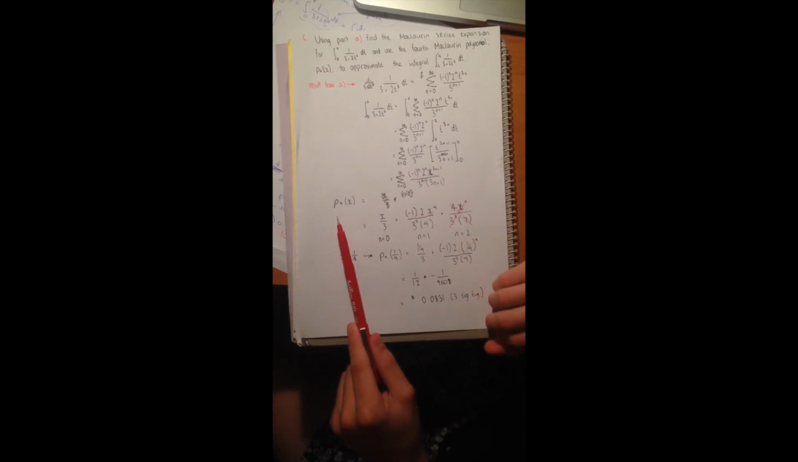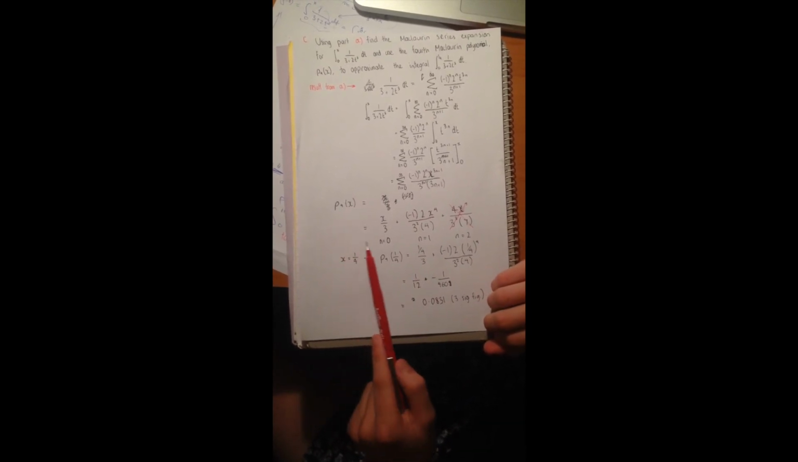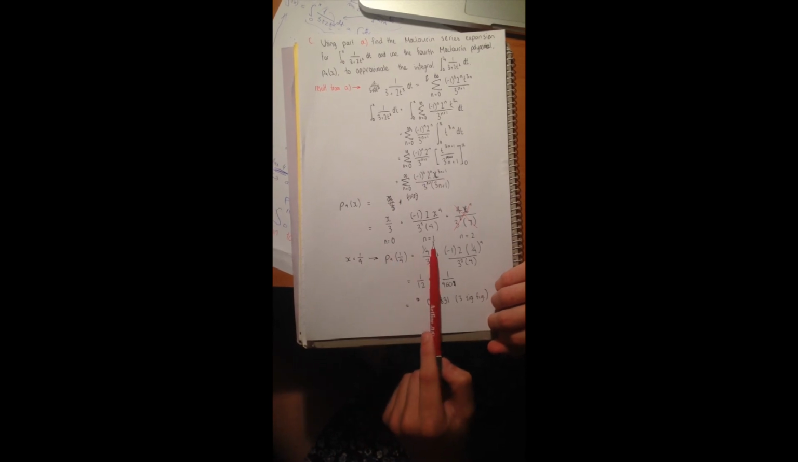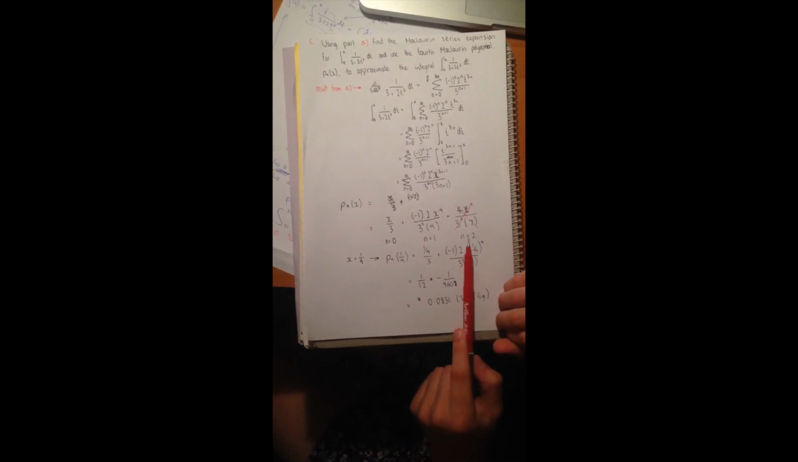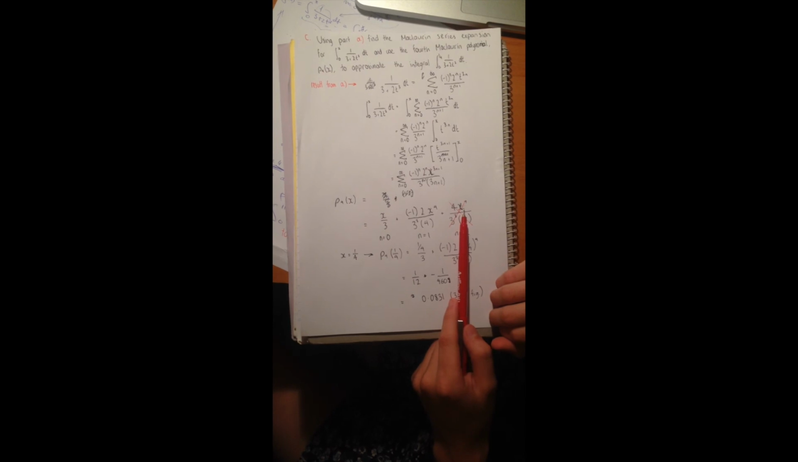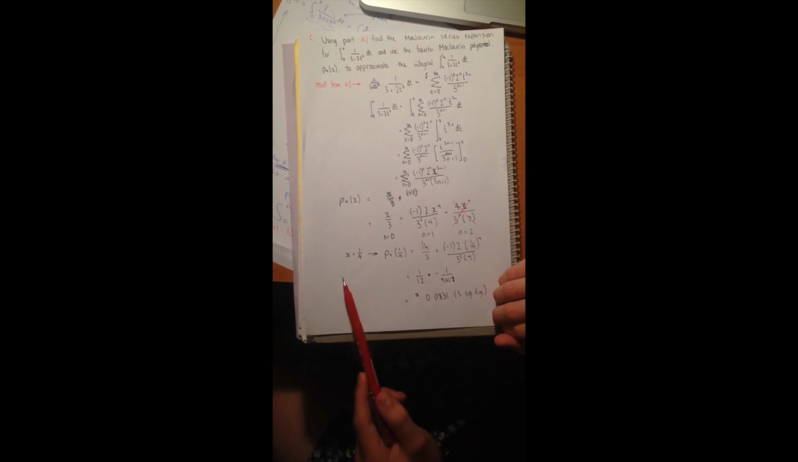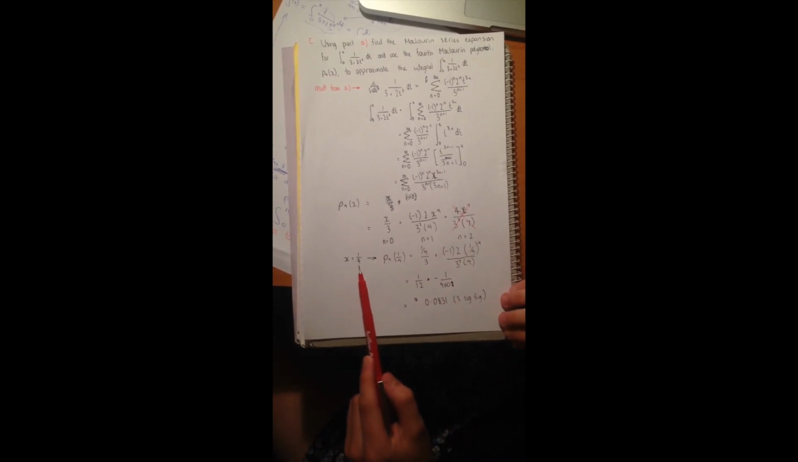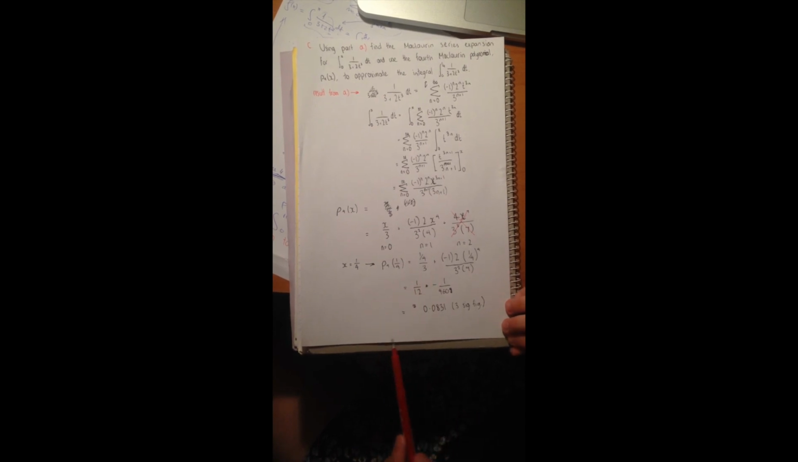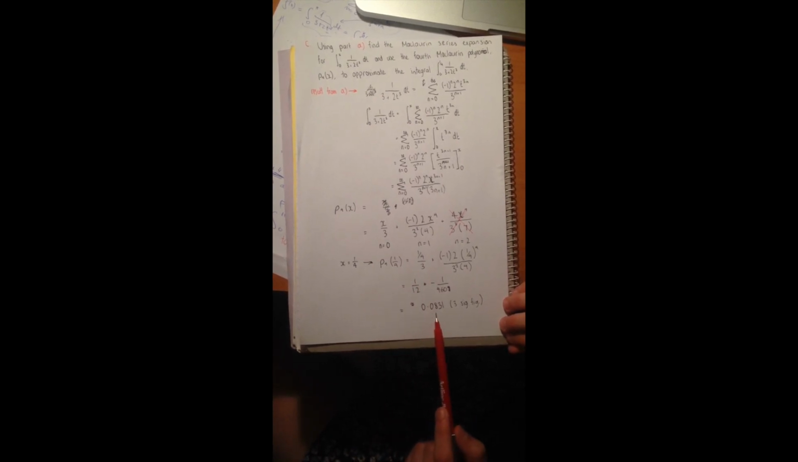Now we use the fourth Maclaurin polynomial, and we do n equals 0 and n equals 1 to get these two, and we don't go past n equals 2 because it's not to the order of 4 anymore. So now we've just subbed in x equals quarter into here, and we've equated and ended up with 0.0831.